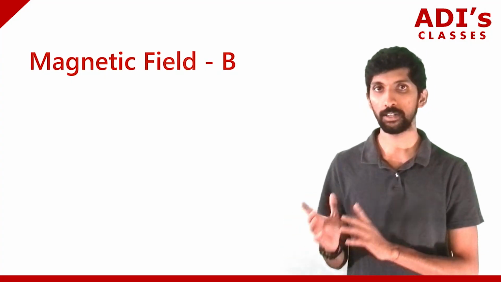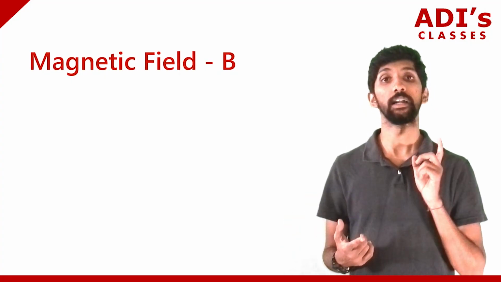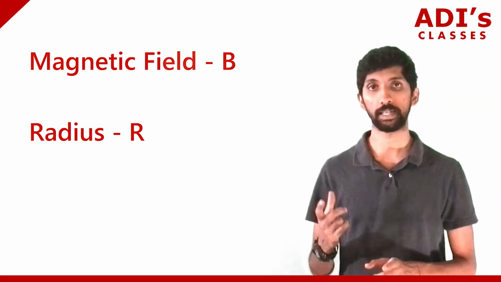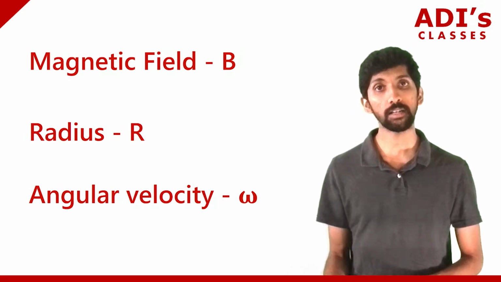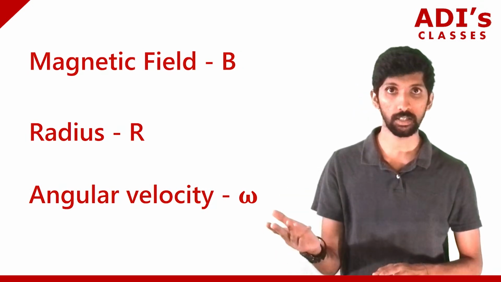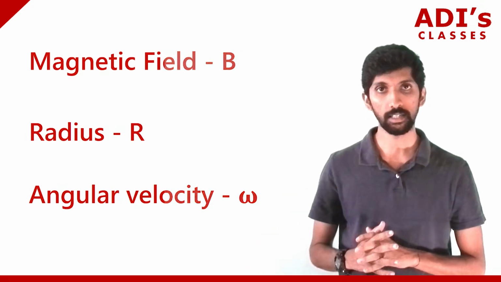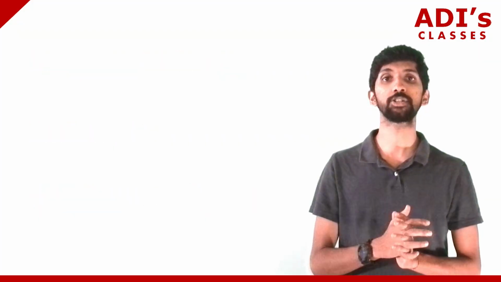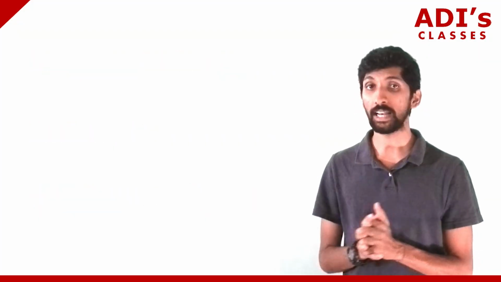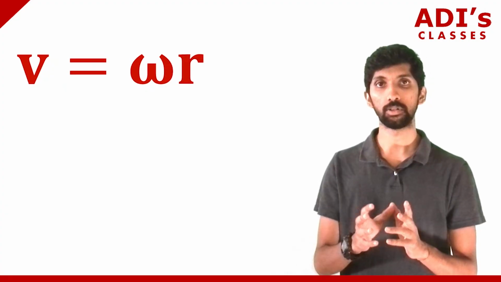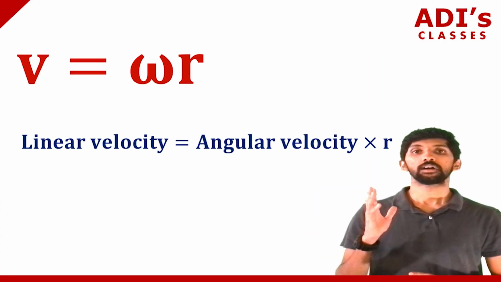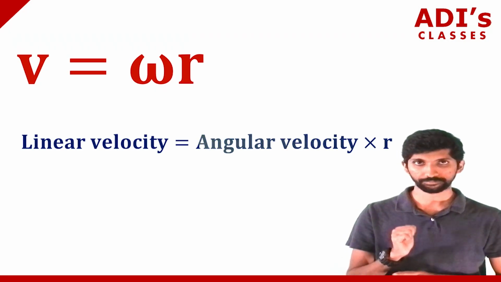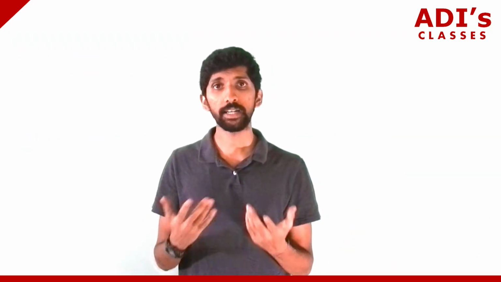Now you have the magnetic field B, and the radius of the metallic rod, let's call it R. It's moving with an angular velocity of omega because it's in circular motion. Last year, if you remember, you learned a relation between angular velocity and linear velocity: v is equal to omega into r. That is, linear velocity is angular velocity times the radius. These are the things we might need here to calculate the motional EMF.